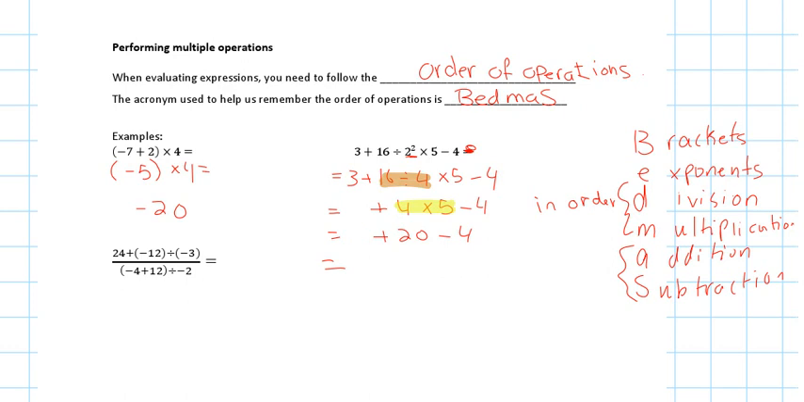Okay, perfect. Thanks. So I have 3 plus 20 minus 4. So that gives me 19. So what I did is I followed order of operation, or in other words, I followed BEDMAS to solve.